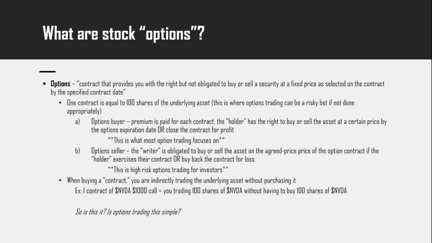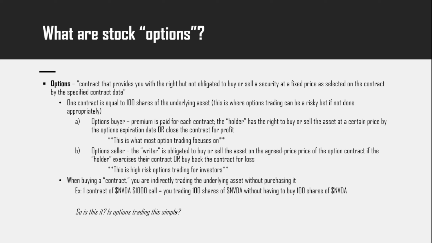When you're buying a contract, you're indirectly trading the underlying asset without purchasing it. Like I said, if you have one contract of an Nvidia $1,000 call, you're trading 100 shares of Nvidia without having to actually buy 100 shares. Let's say the premium of the Nvidia $1,000 call is like $2,000. You don't have to pay a hundred thousand dollars to get 100 shares of Nvidia. Instead, you're paying $2,000 to play with those 100 shares. So, is it really that simple? There are some other things you need to know. We'll talk about the Greeks, and that's probably going to be the next couple of slides.